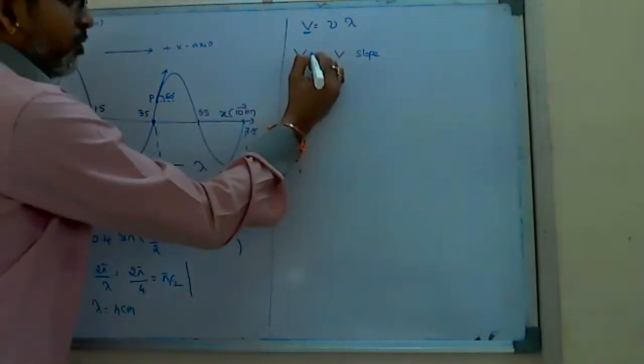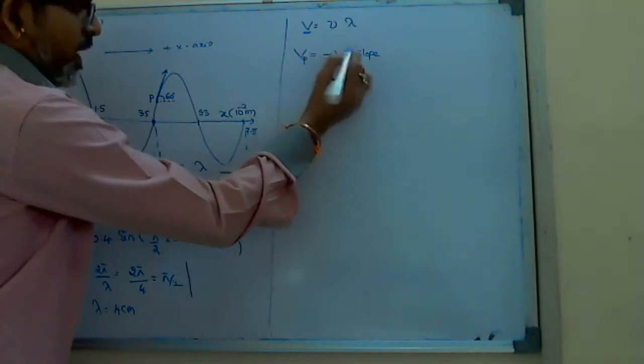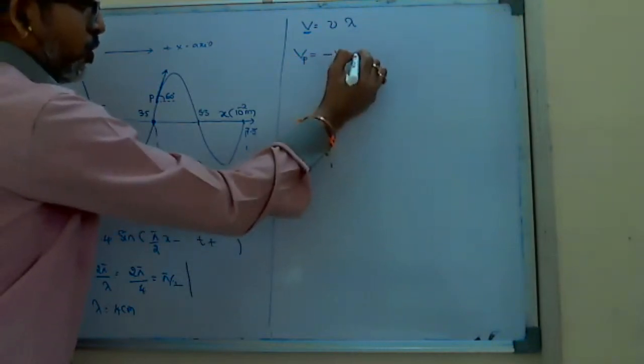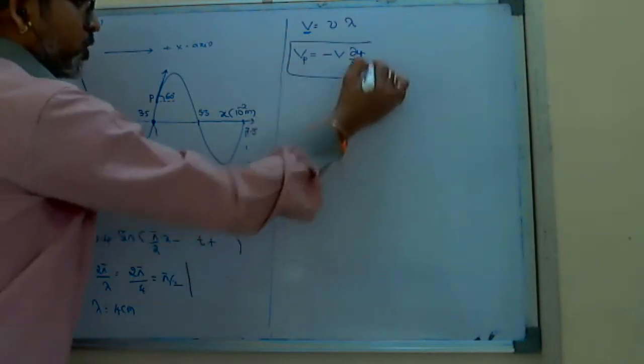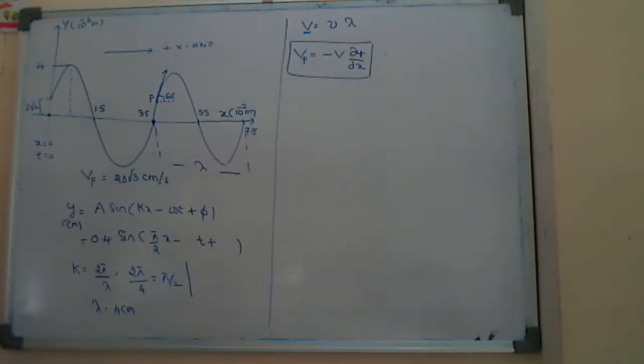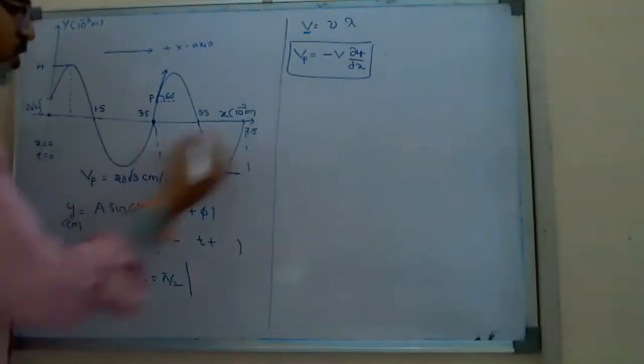Okay, I will tell. Velocity of particle is equal to minus v into dou y by dou x. Yesterday only we derived this equation. Vp is equal to minus v into dou y by dou x. So here Vp he gave as 20 root 3.